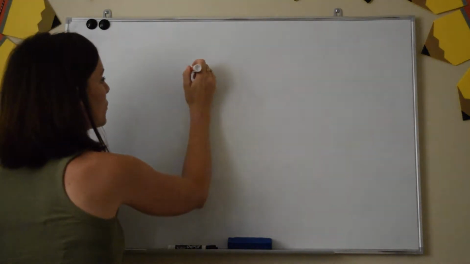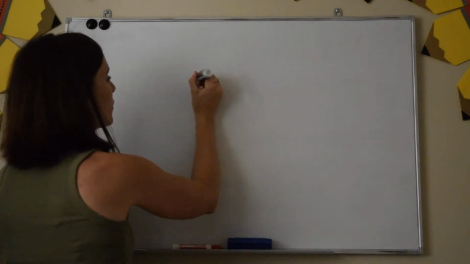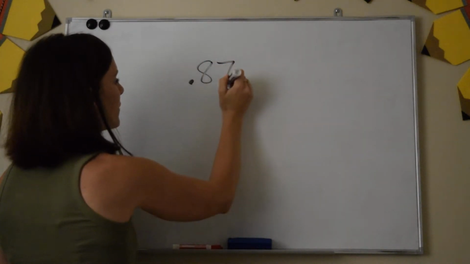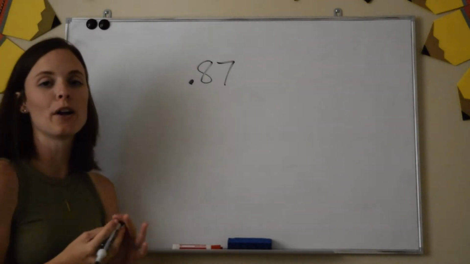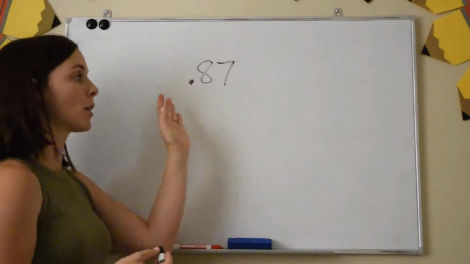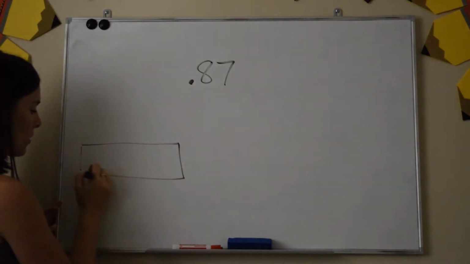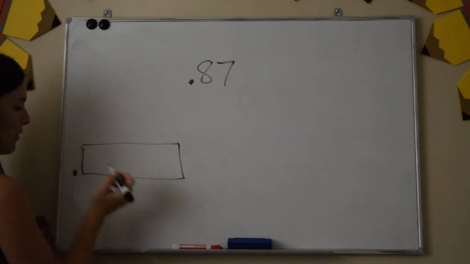I'm going to do 87 hundredths. So the first thing is understanding with a place value chart what these values are. So if I came over here and make a place value chart, I'm just going to make one for everything that comes after the decimal.